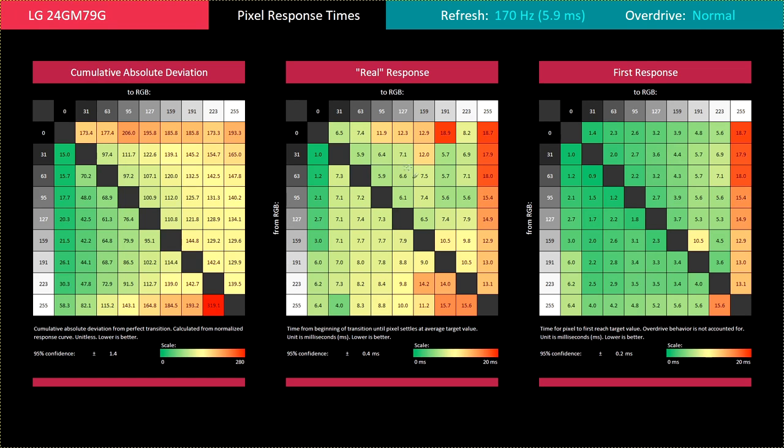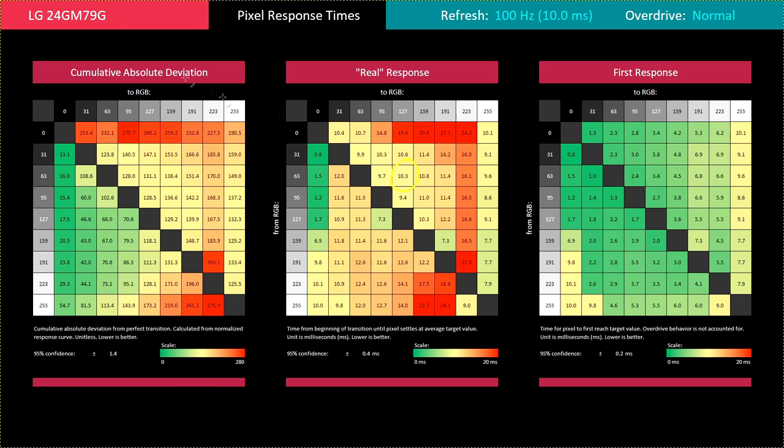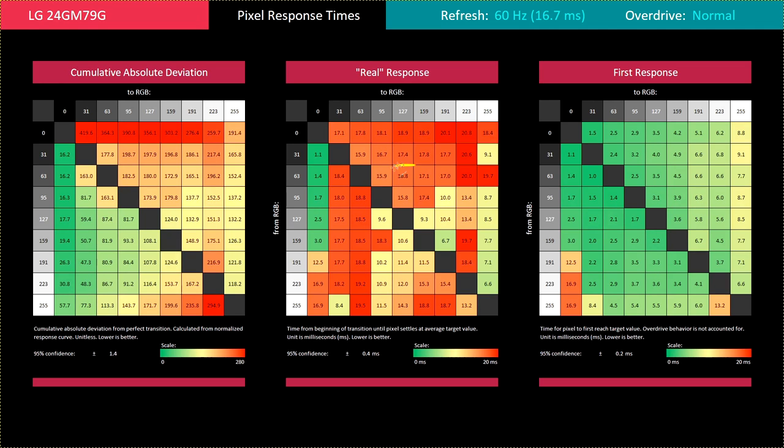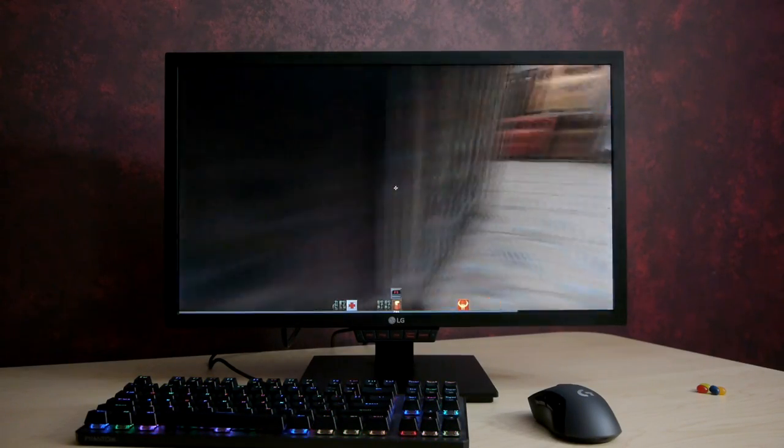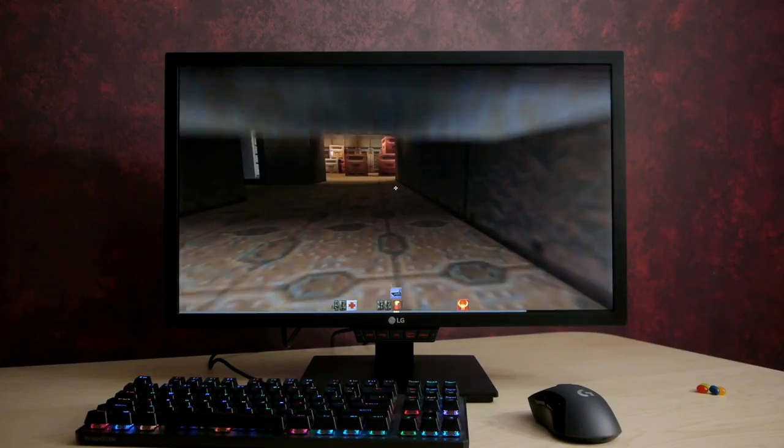At 170Hz, it takes 6.6 milliseconds, which is just slower than the refresh time. At 144Hz, it now takes 7.4 milliseconds, again, just slower than the refresh cycle. Same story at 100 and finally at 60Hz. This indicates that the LG 24GM79G can only adjust its drive voltage once per frame. The first responses are all similar, meaning they're all similarly overdriven to the high level, but the panel can't drive back down to the target level until the next frame. So at 60Hz, the real response, and consequently the CAD, are necessarily worse.